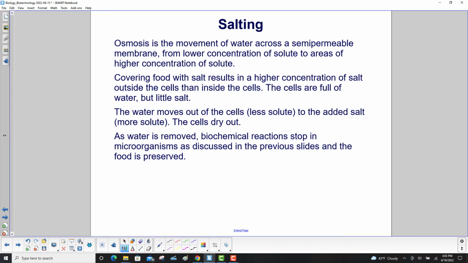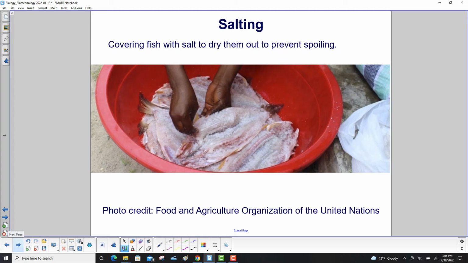The cells dry out. As water is removed, biochemical reactions stop in the microorganisms as discussed in the previous slides, and the food is preserved. And here's another way to dry out fish. They're covered with salt, and that will help prevent them from spoiling.